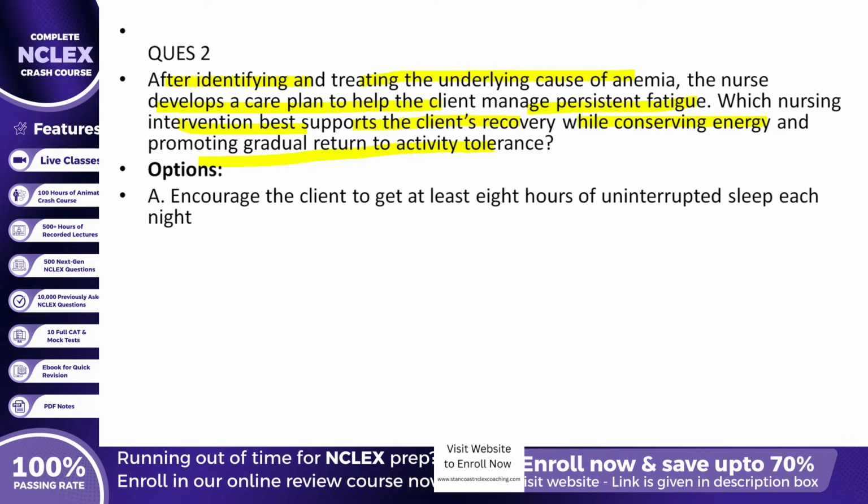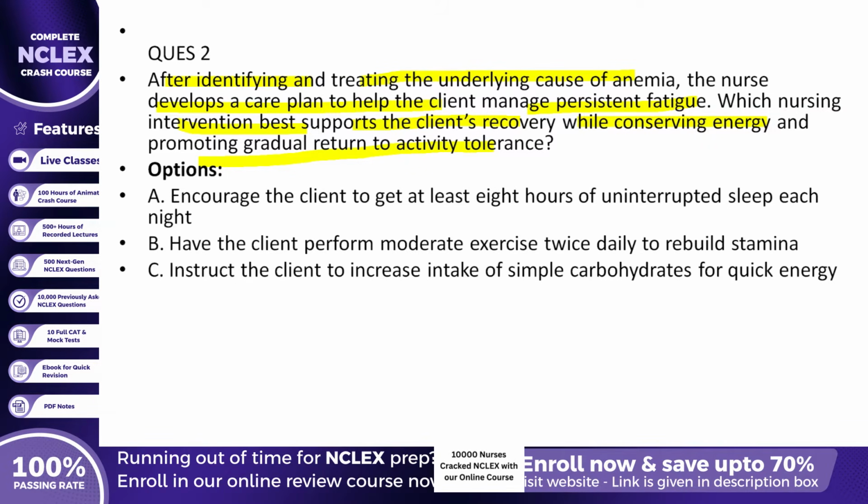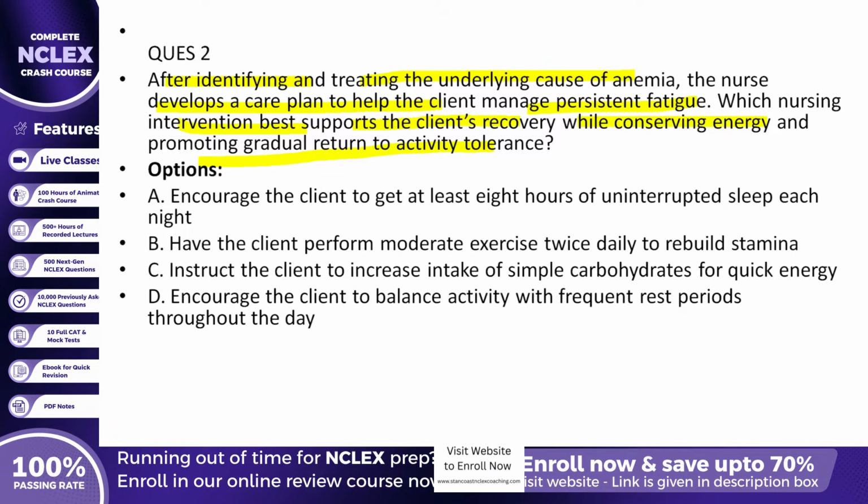Option A suggests encouraging the client to get at least 8 hours of uninterrupted sleep each night. Option B recommends having the client perform moderate exercise twice daily to rebuild stamina. Option C advises instructing the client to increase intake of simple carbohydrates for quick energy. Finally, Option D focuses on encouraging the client to balance activity with frequent rest periods throughout the day. The correct answer is Option D, encouraging the client to balance activity with frequent rest periods throughout the day.